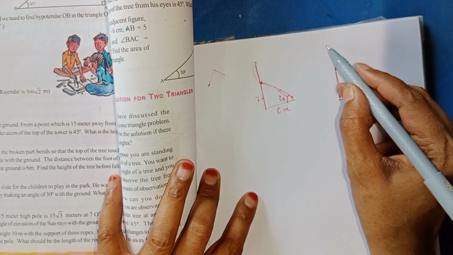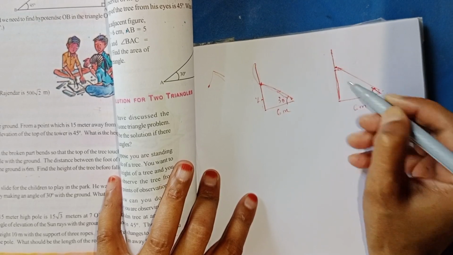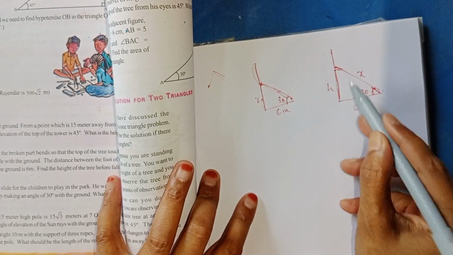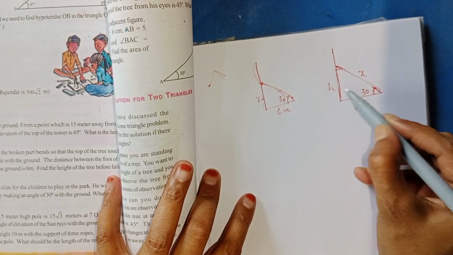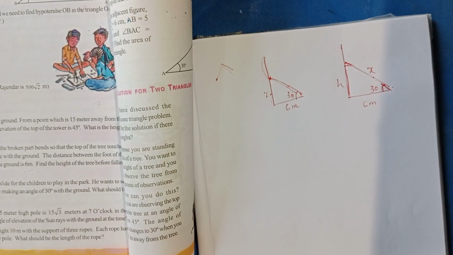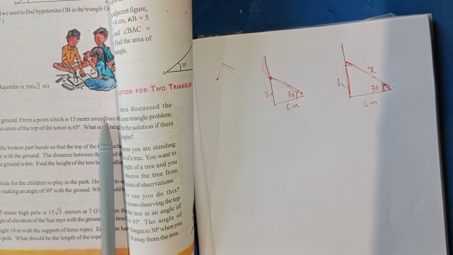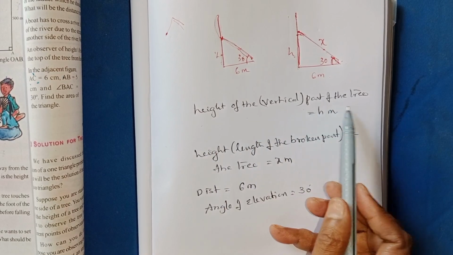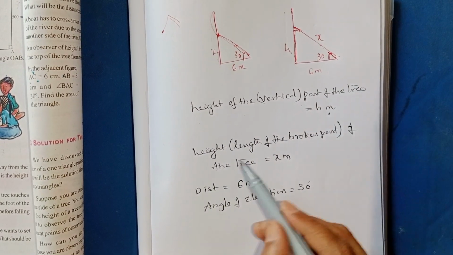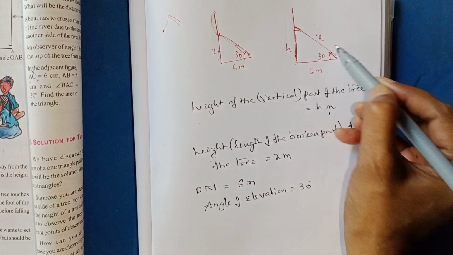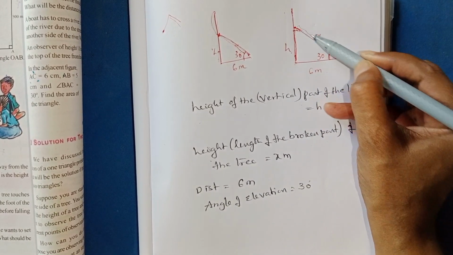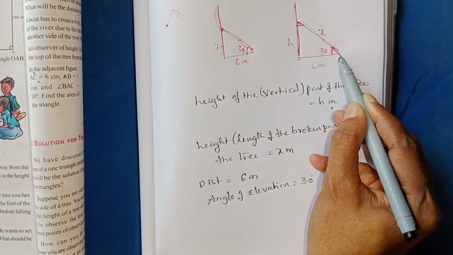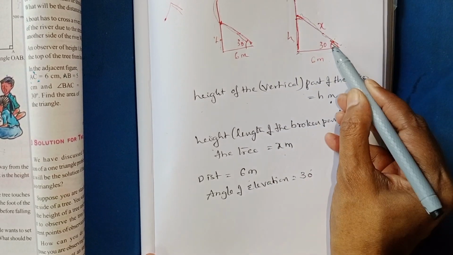So instead of taking the total height, the vertical part of the tree and the broken part of the tree I'll consider as h and x meters. Then x and h give the total height of the tree. Let us write the required statements. Height of the vertical part of the tree is h meters. The length of the broken part of the tree is x meters. The distance from the foot of the tree to the top of the tree on the ground is 6 meters. The angle of elevation is 30 degrees.